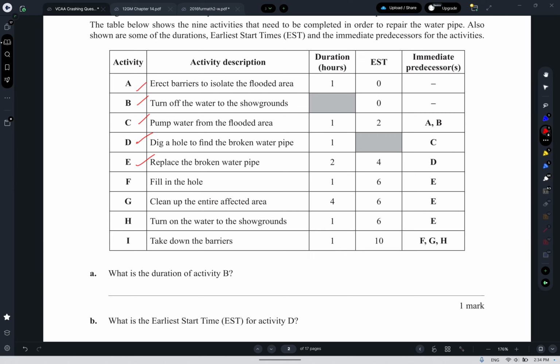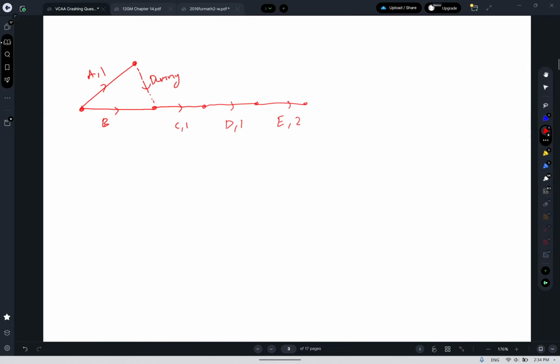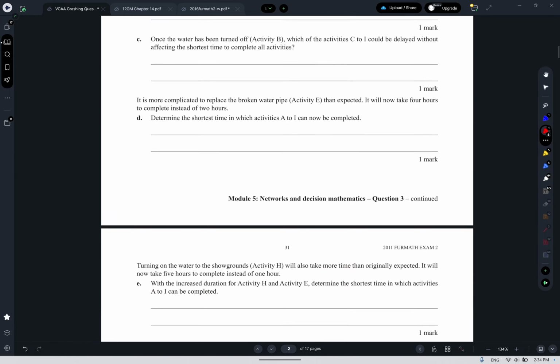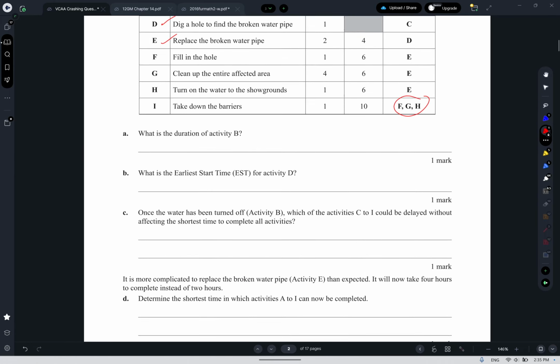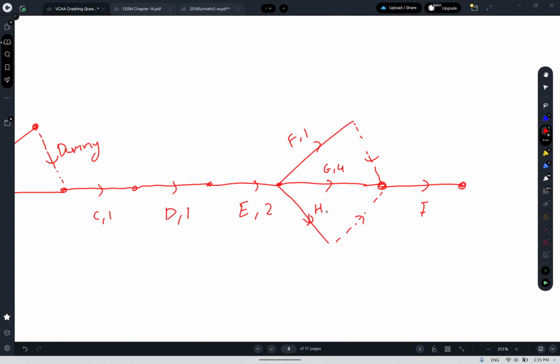Okay. And then F, G, and H all come after E, and then they meet at the end. So again, I think convention would dictate we include some dummies there. And then we have our last activity, which is I. F has the duration of 1, G of 4, H of 1, I of 1. So that's 4, and the rest are all just 1s.